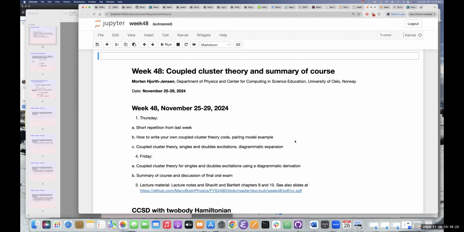And then we are going to look at coupled cluster theory, singles and doubles excitations, and we're going to view that one first from a diagrammatic expansion point of view. So how to use diagram rules to actually set up the final equations, which we are going to encode.